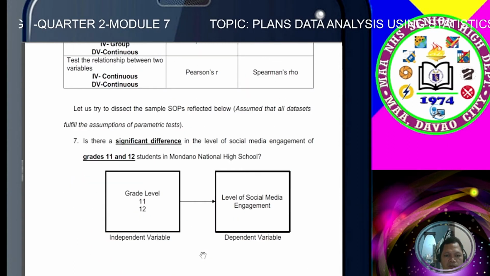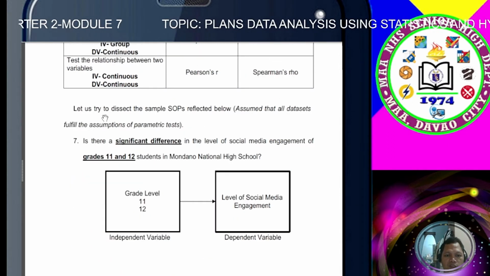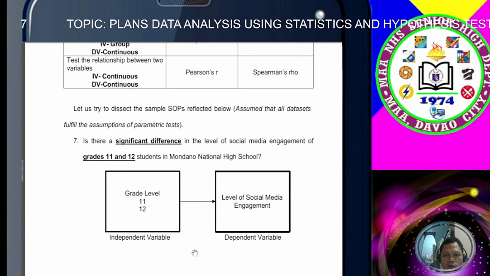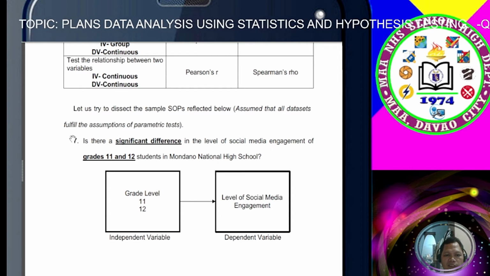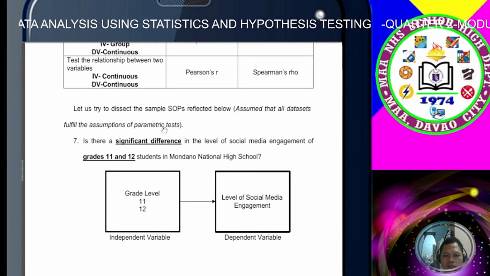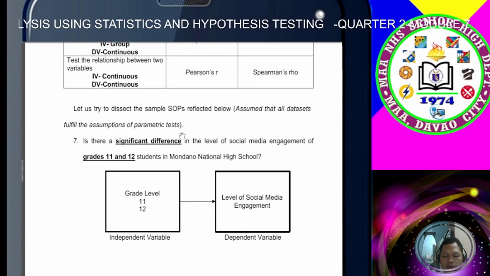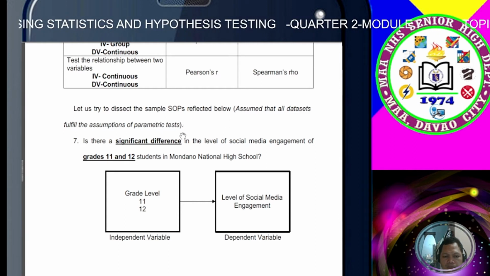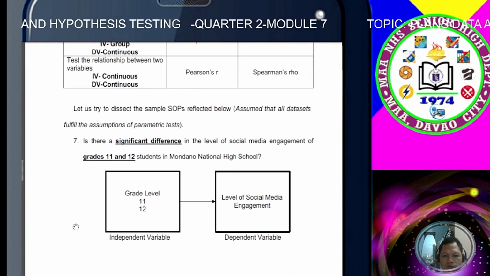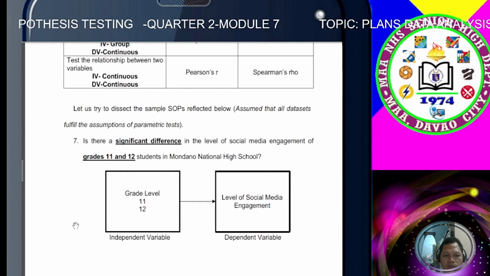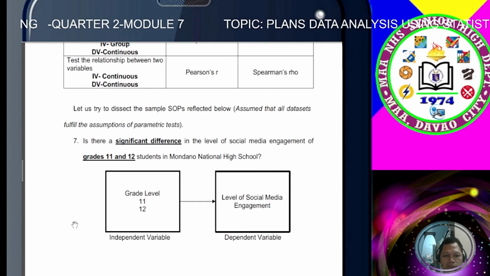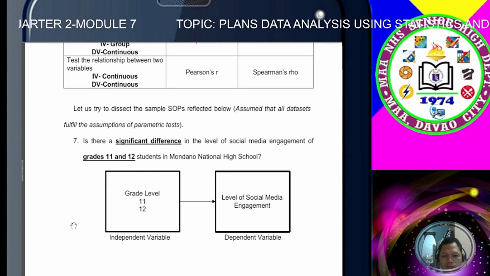Okay, next we have here. Let us try to dissect the sample SOPs reflected below. Assume that all data sets fulfill the assumptions of parametric tests. Take note, in this module we just use the parametric tests. Number 7: is there a significant difference in the level of social media engagement of Grade 11 and 12 students in Mundano National High School? First, identify what is your IV and DV.